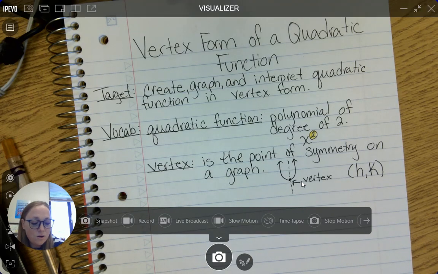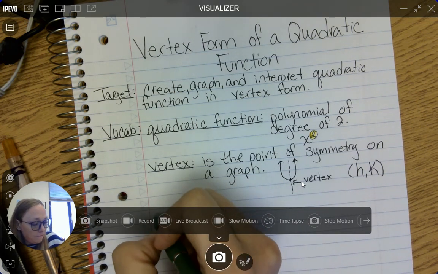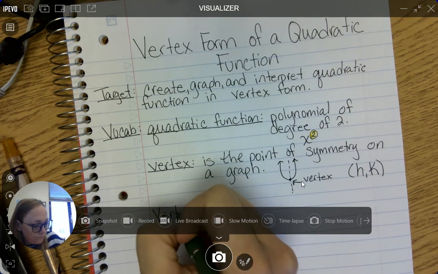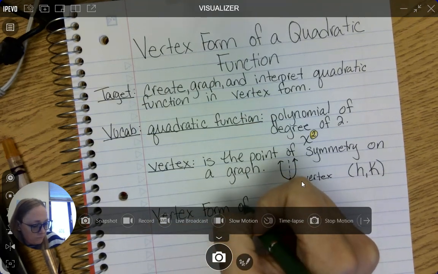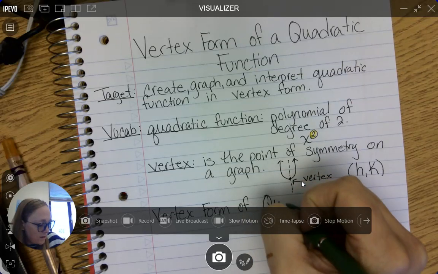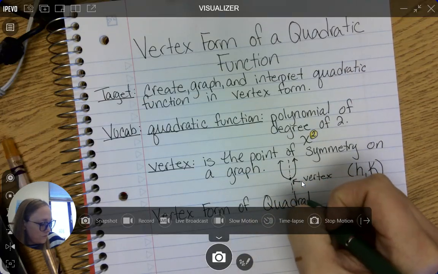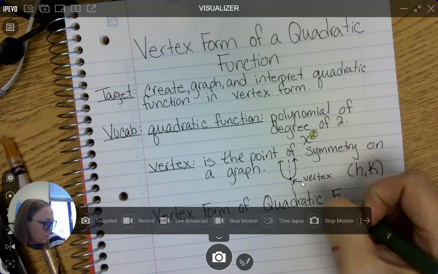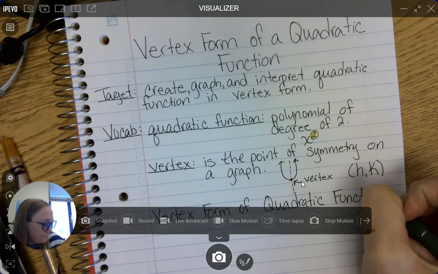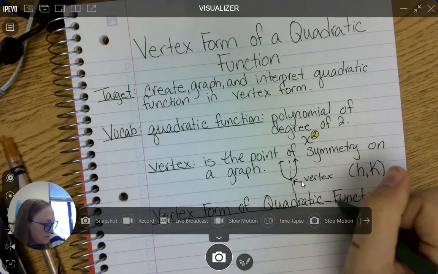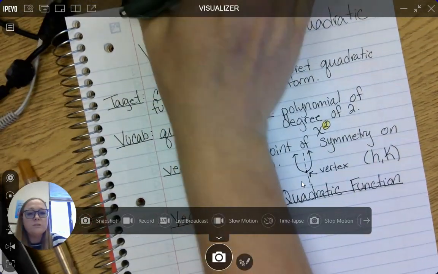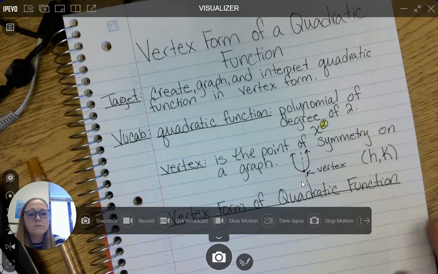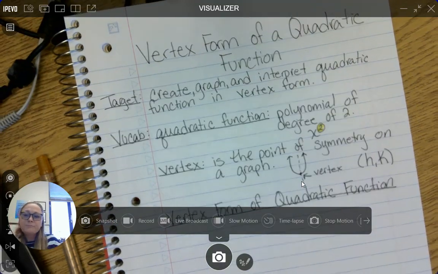So let's add one more new vocabulary word, and that is going to be vertex form of quadratic function. Sorry about my messy handwriting. Please feel free to pause this video anytime that you need, if you need to back up or catch up to where I'm at.